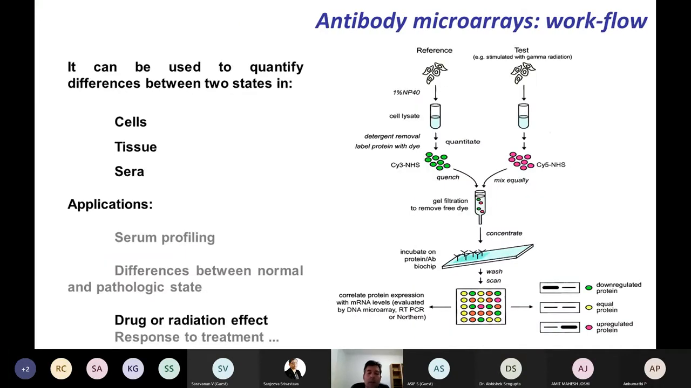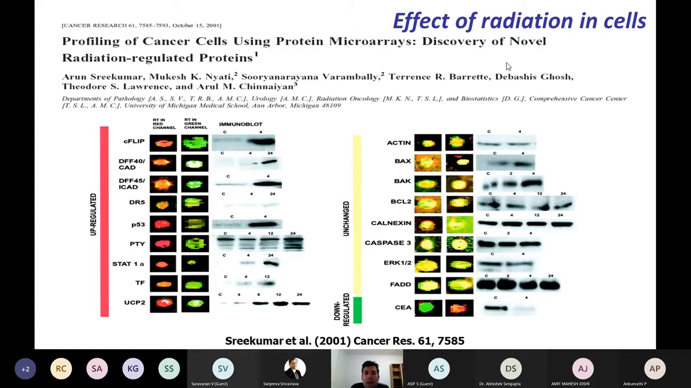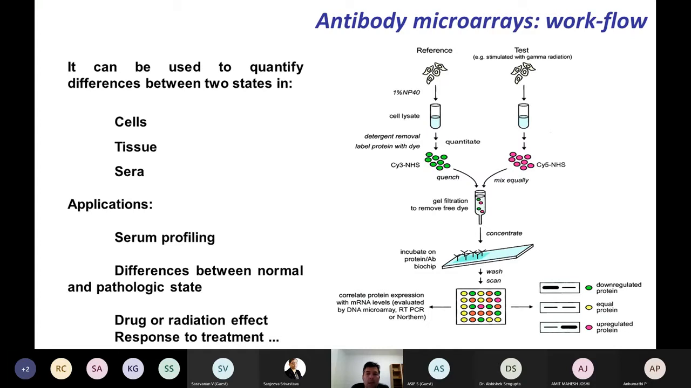Other applications are related to drug or radiation effect, and this scheme is related to this application. The first study analyzing these situations was performed by Arul Chinnaiyan in the early 2000s in Detroit, Michigan, using antibodies related mainly to the cell cycle. And the authors were able to find differences between normal cells and irradiated cells, and were able to validate some of the results by Western blots. But we can apply antibody microarrays to any other application, such as response to treatment, effective drugs, etc.